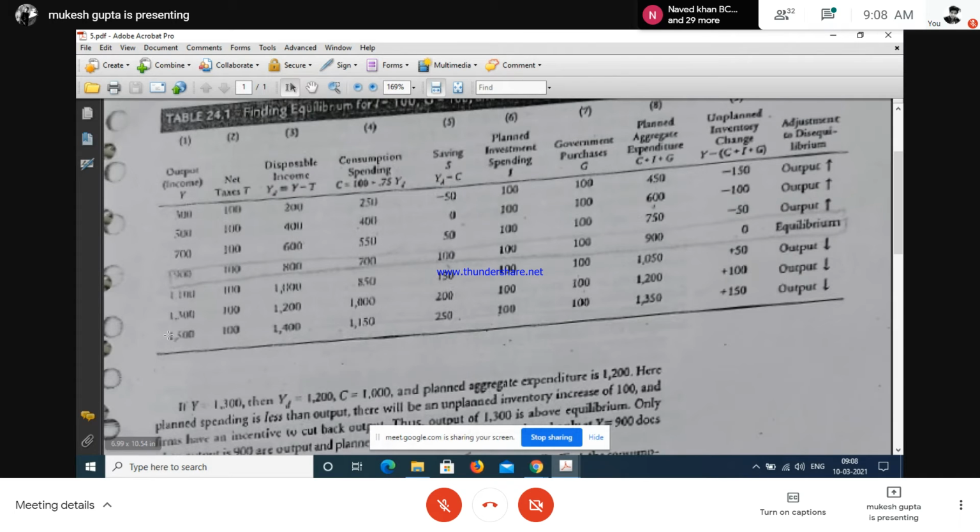Again, let's say at 1500, disposable income is 1400, and consumption expenditure with this disposable income is 1150. So investment adds 100, giving 1350. Again, the expenditure is less than the output of the economy. So the inventory will increase, investment will decrease, and output will decrease.